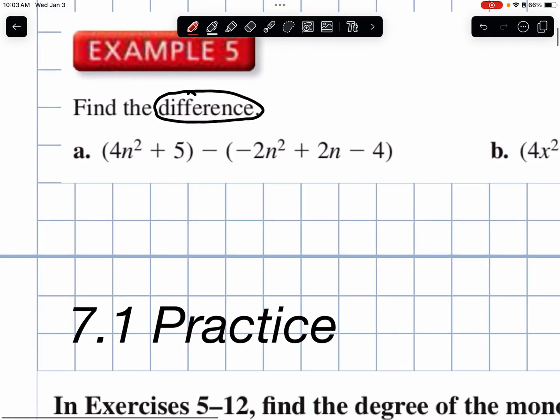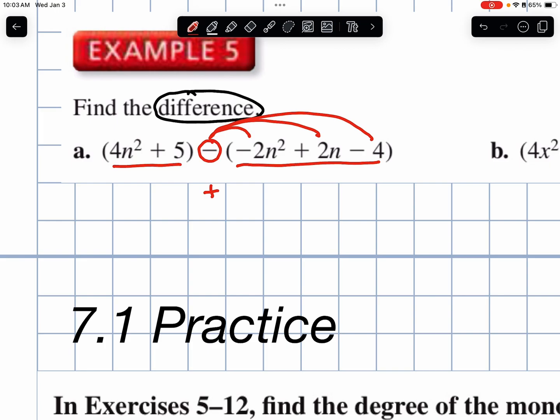Subtracting is a little bit challenging because we now have a polynomial minus a polynomial. So the first thing we have to realize is that minus sign is going to affect everything after it. The best way to think about this then is that we are subtracting all three of those things. What that means is I'm going to change this to a plus, and then I'm going to change the sign of everything after it. So the negative 2n squared becomes positive 2n squared. The positive 2n becomes negative 2n, and the minus 4 becomes a plus 4.